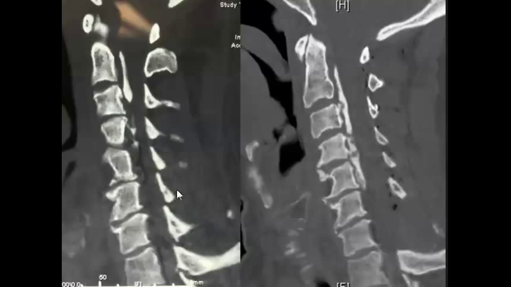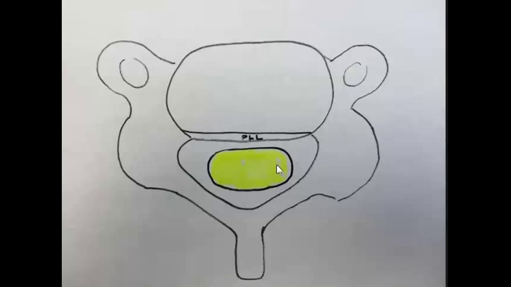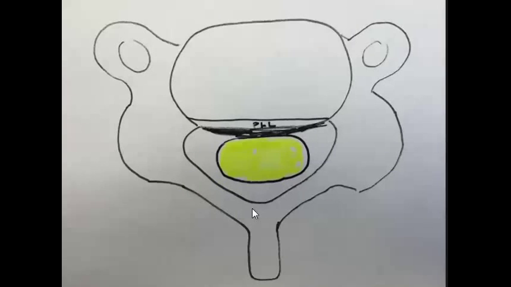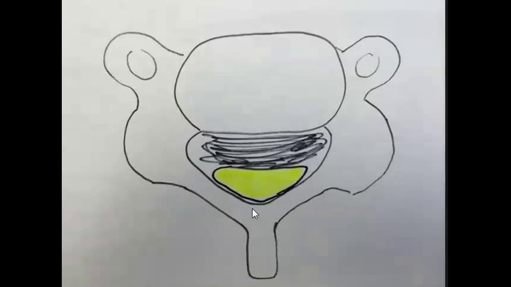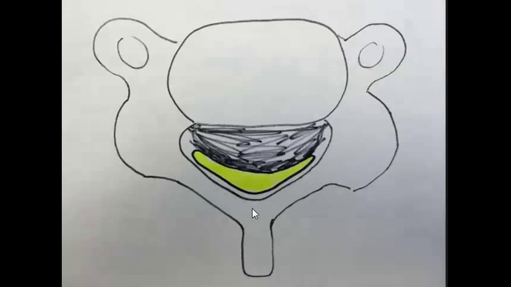So this is just a before and after. You can see here before the area for the spinal cord was very, very small, and afterwards it's a pretty normal area now for the spinal cord. Just to get an understanding, this is an axial cut. The yellow is the spinal cord, PLL, posterior longitudinal ligament, and the spinal cord within the spinal canal should look similar to this.